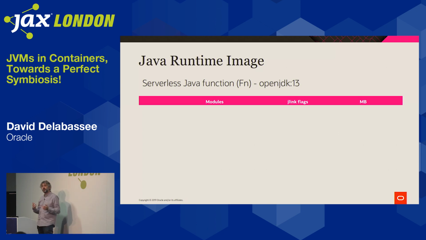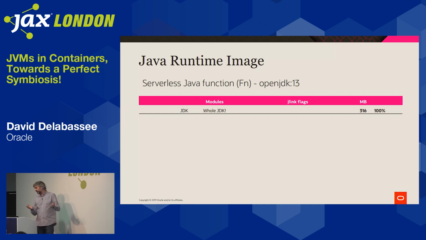To give you some idea of the benefit that we can expect from jlink, I took a serverless Java function running in Fn with OpenJDK 13. A whole JDK weighs 320 megabytes. That's quite heavy. That's a whole JDK. The next thing that we can do is take a JRE. The issue is that today we don't have this notion of JRE anymore that we had in the past, until Java 8.